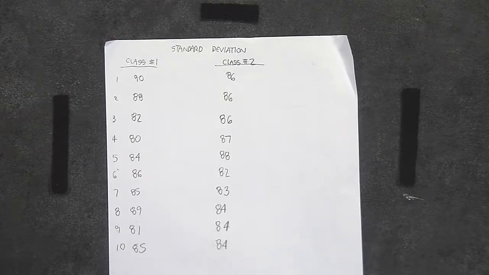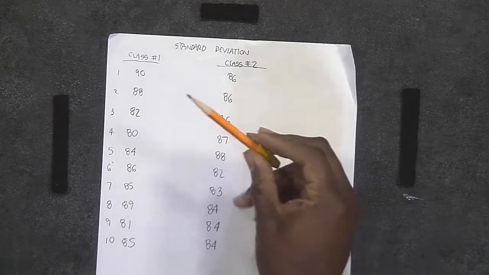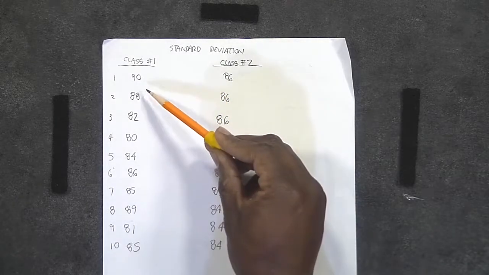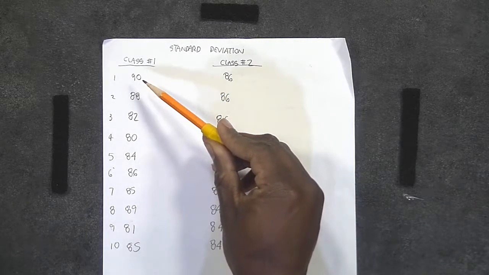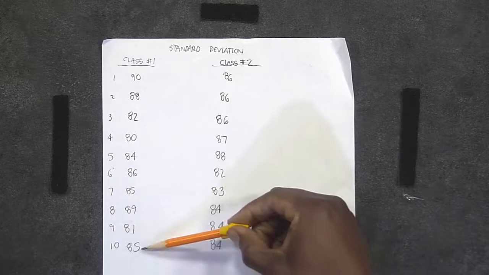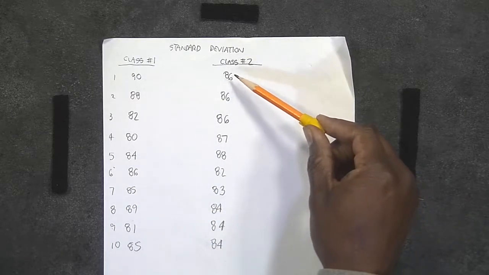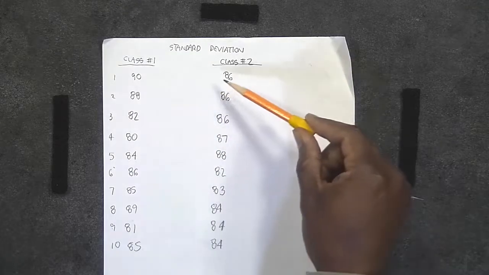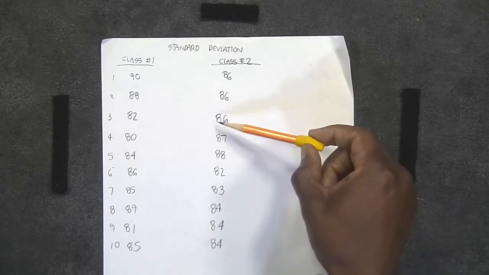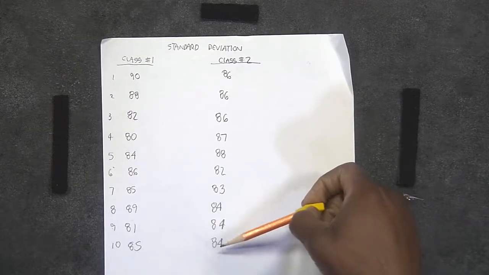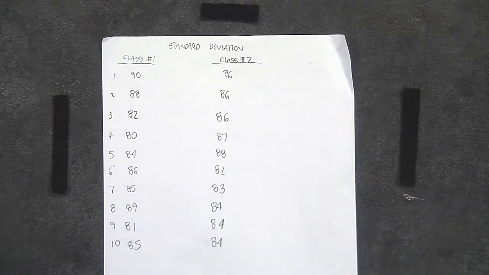So we have two different classes. The first class gets a 90, the grades are 90, 88, all the way down to 85. And the second, completely different class gets an 86, 86, 86, all the way down to an 84. All right, so today's topic is standard deviation.